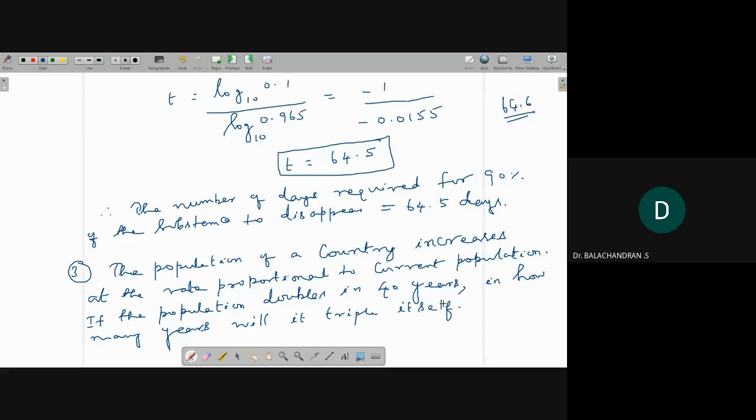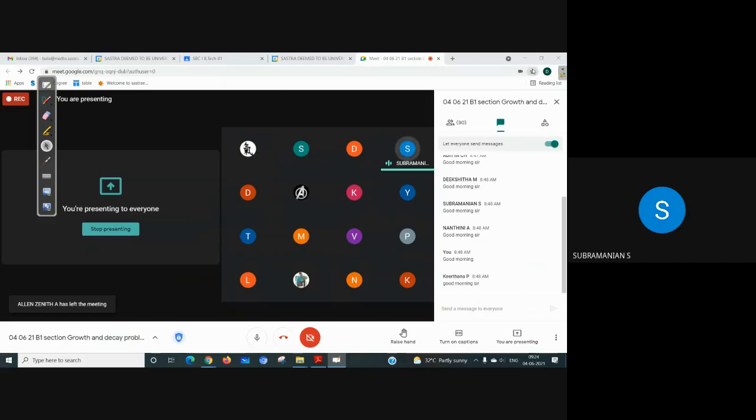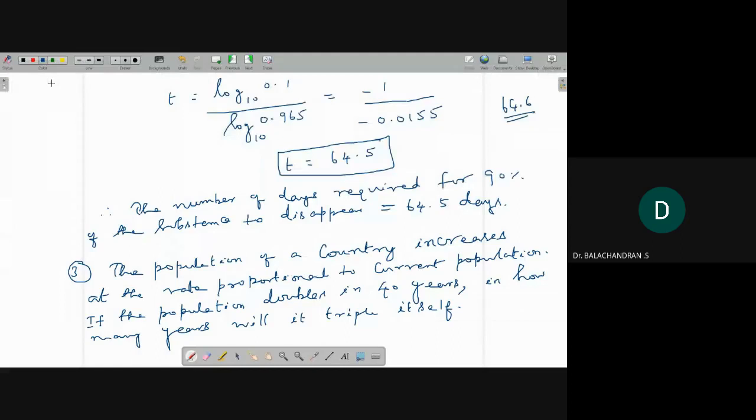Your answer is what? Expected answer is what? Without using differential calculus, just your guess. The population doubles in 40 years. In how many years will it triple itself? 60. Yeah, correct guess, Subramanian. So that is natural. Okay. Now using differential equations, we will find the exact value.